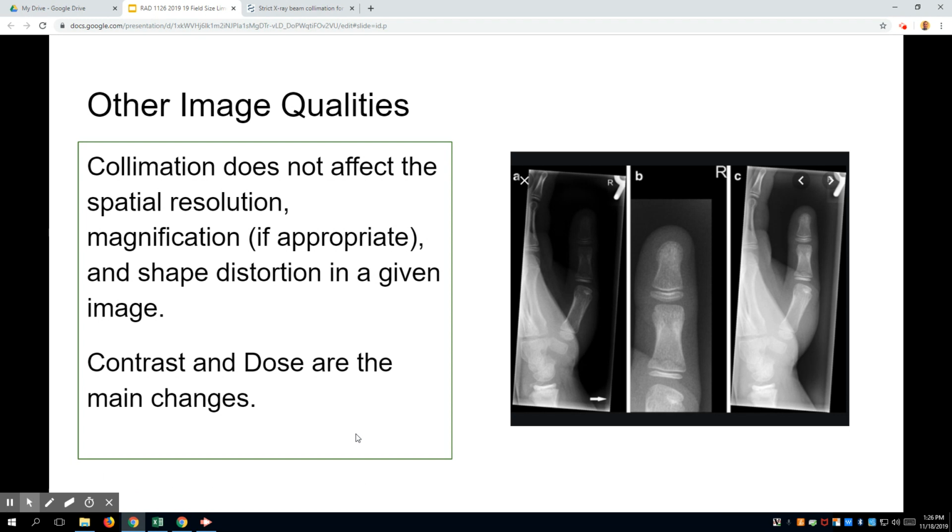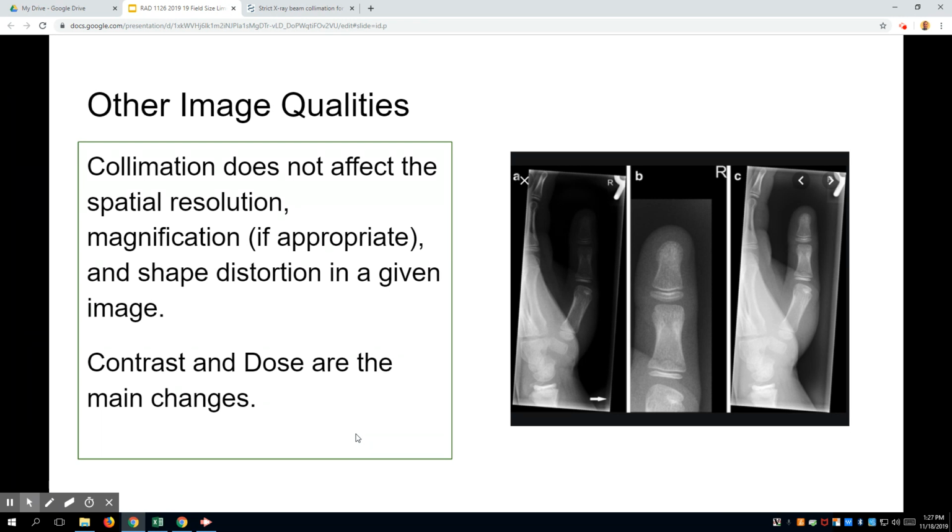Like I said earlier, the spatial resolution doesn't particularly get better. But if we reduce some of the noise, that noise is kind of like a blanket, which will help us visualize the spatial resolution if removed. So it might appear that the spatial resolution visibly increases. The major aspect is contrast and dose.